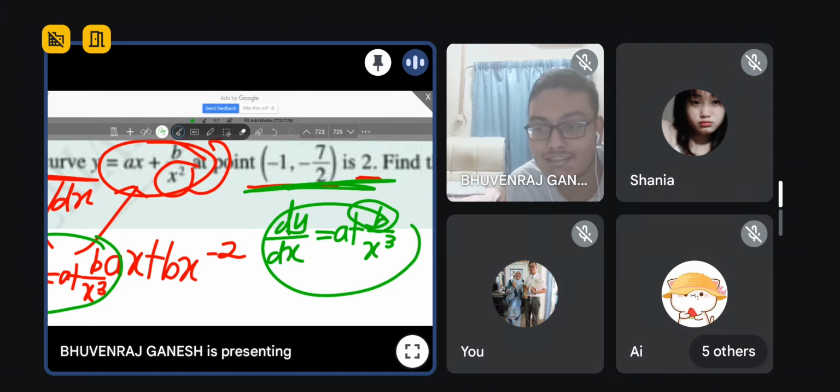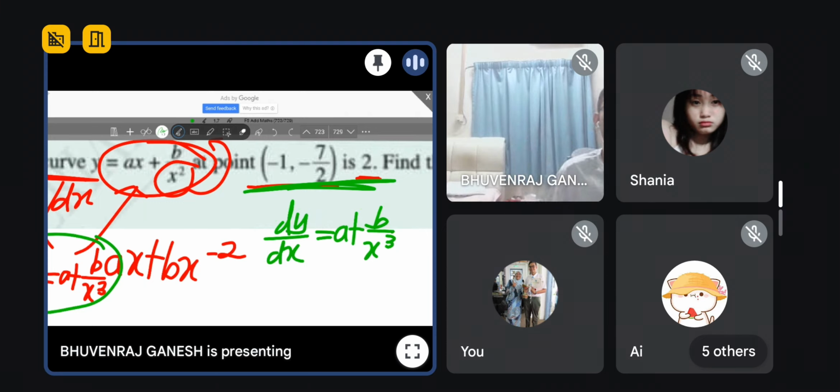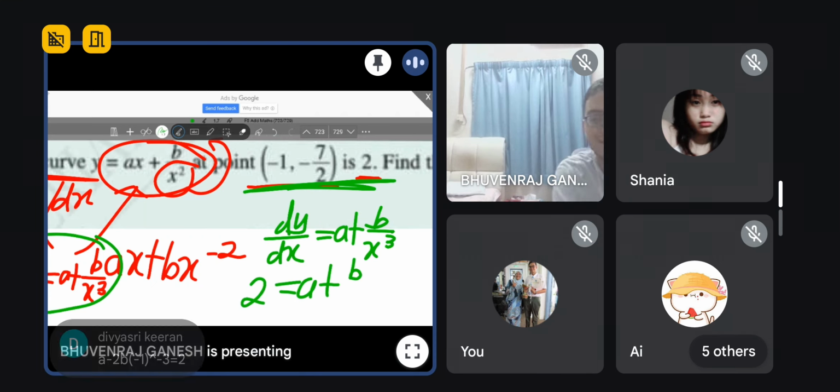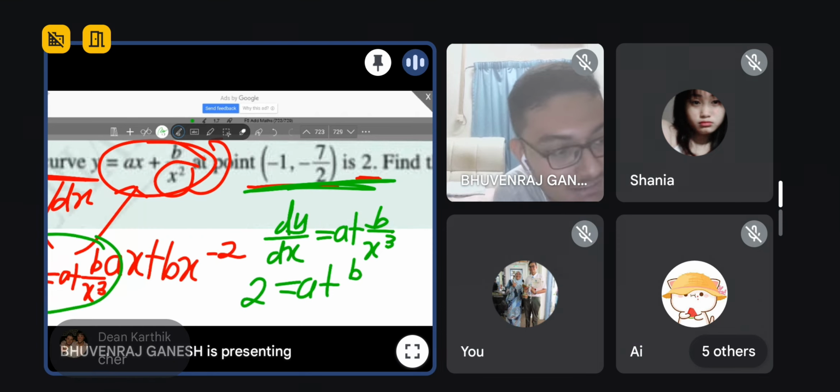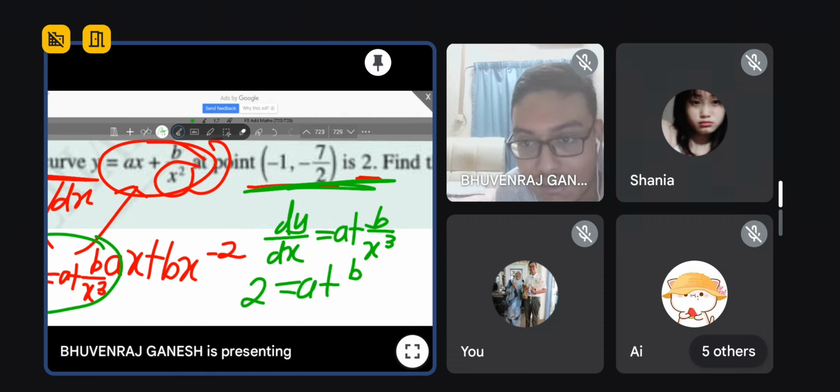So no one so far get the correct answer. Can anyone try some more? Cuba lagi. What will be the correct answer? When you substitute dy dx equal to 2, x equal to -1, so what will you get? If no one answer, I tell the answer. So no point. So 2 is equal to a plus, okay, just people tell already. Karthik correct. Let me check Divya's 3 first. Minus, there is no number 2. There is only b. It's b over x cube.